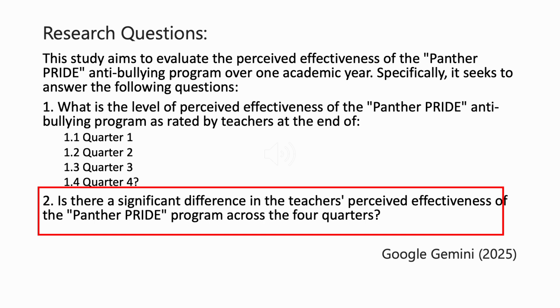Now, let's analyze the data to answer research question 2. Is there a significant difference in the teacher's perceived effectiveness of the Panther Pride anti-bullying program across the 4 quarters? To answer this, we will be using a one-way repeated measures ANOVA. This statistical test is appropriate because we are comparing the same group of teachers' ratings across 4 time points: Q1, Q2, Q3, and Q4. It allows us to determine whether there are statistically significant changes in their perceptions over time.